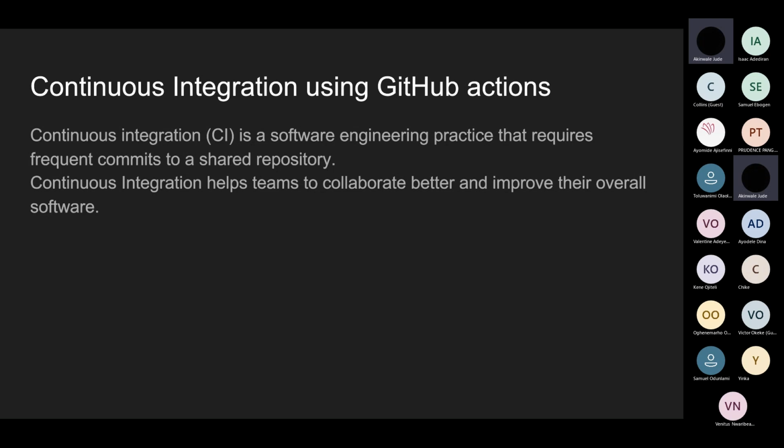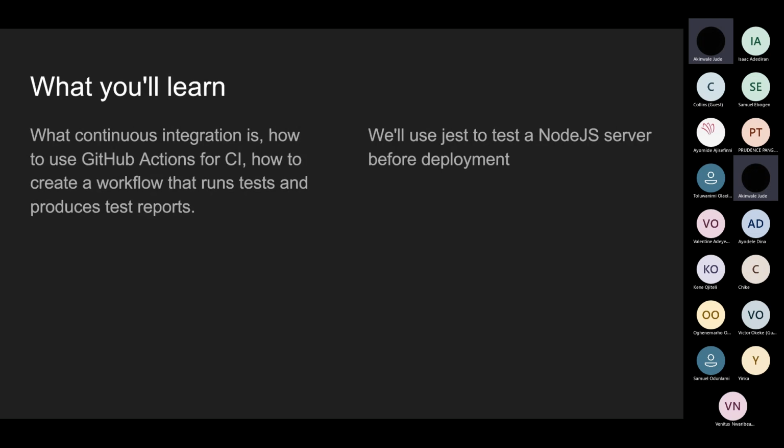Continuous integration is the software engineering practice that requires frequent commits to a shared repository. So you have a team working on the same software, and they all make frequent commits to the repository so they can collaborate better and produce overall better software. For this section, we will learn what continuous integration is, how to use GitHub Actions to automate it, and how to create a workflow that runs our tests and produces test reports.